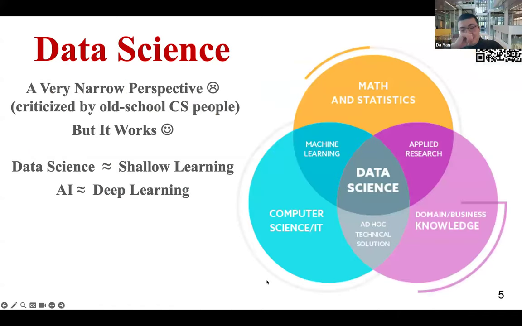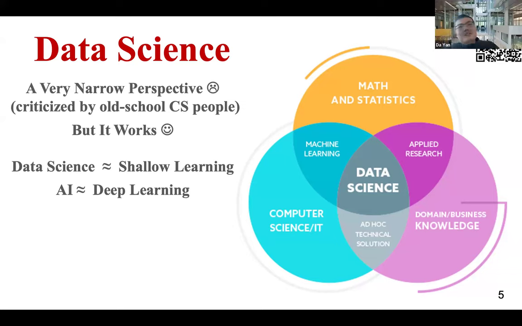Talking about data science, what is data science? In computer science, everyone will tell you, hey, I'm working in data science, because everything needs to touch data: data structures, algorithms, everything operates on data. Frankly speaking, very old school computer science people were not like this, but that's the reality. It's a very narrow perspective, but it works.